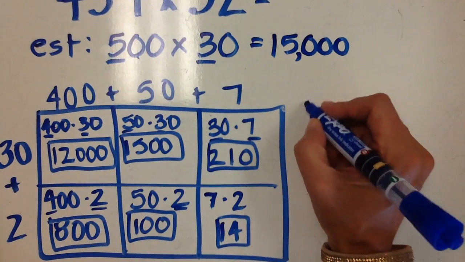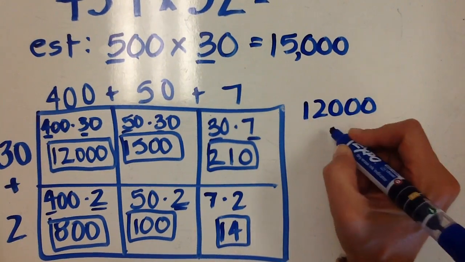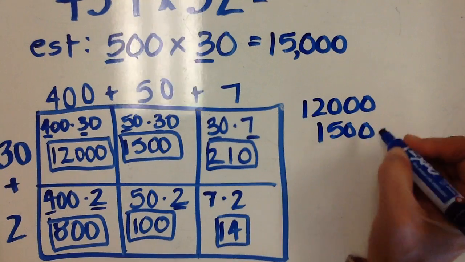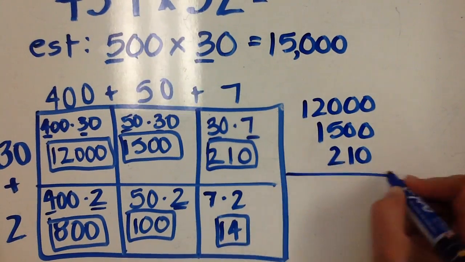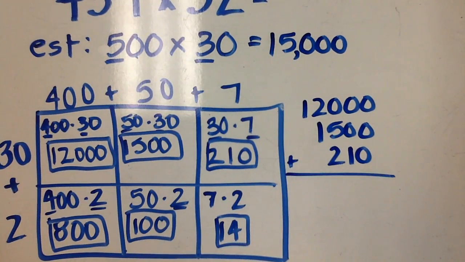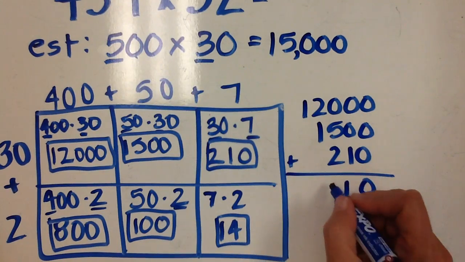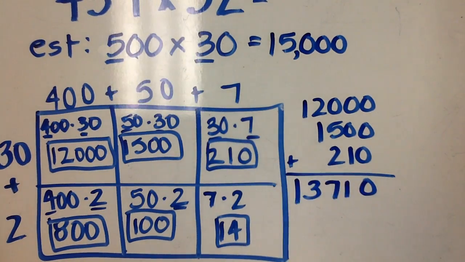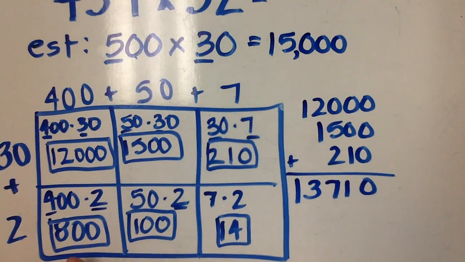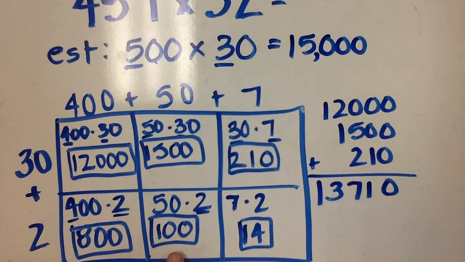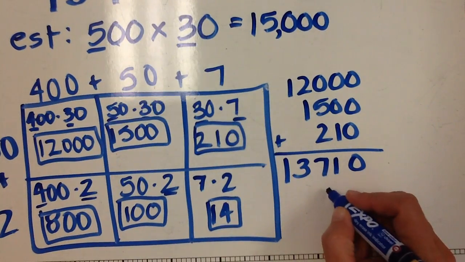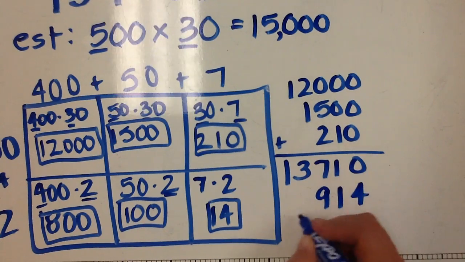So over here to the side, I'm just going to do 3 at a time because sometimes it's easy to make a mistake if you're adding up too many numbers at once. So I'm going to do these first 3. So I get 13,710, and now I have over here 800 plus 100 is 900 plus 14 is 914. So that was one that I could do mentally.